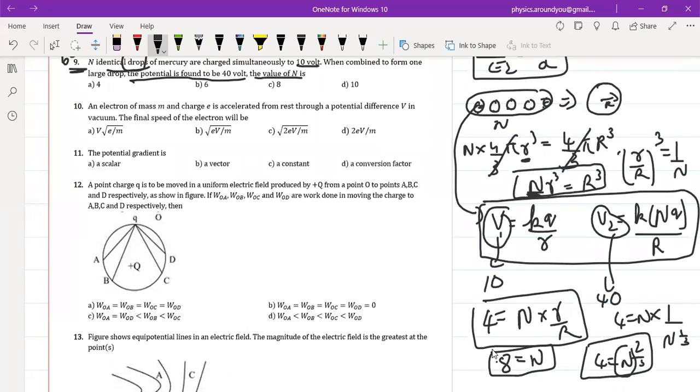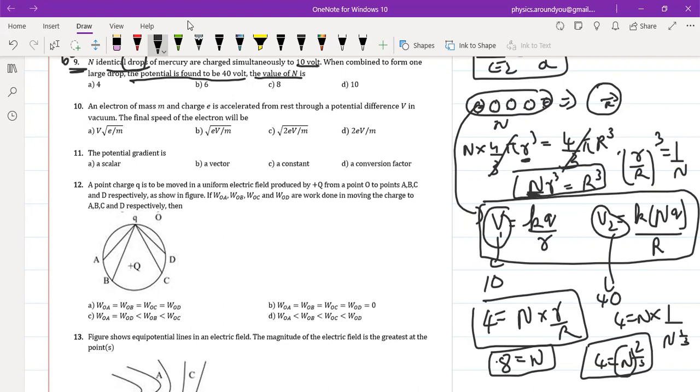It will be useful if you try to quicken up your calculation and do this really in the exam hall. Otherwise, if you want to remember formulas, it will take a lot more effort. But the element is this: volume conservation. Volume is not going anywhere, and charge is also conserved. Whatever the charge is on these n drops, the same charge is on that one drop.